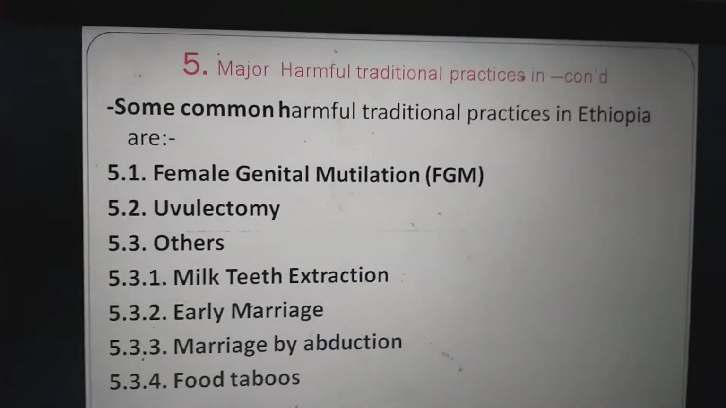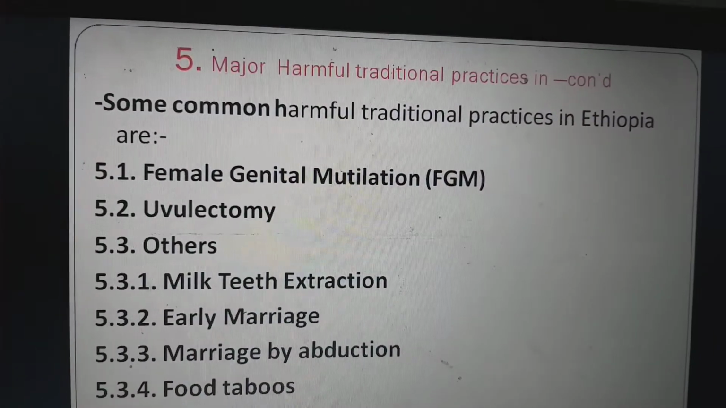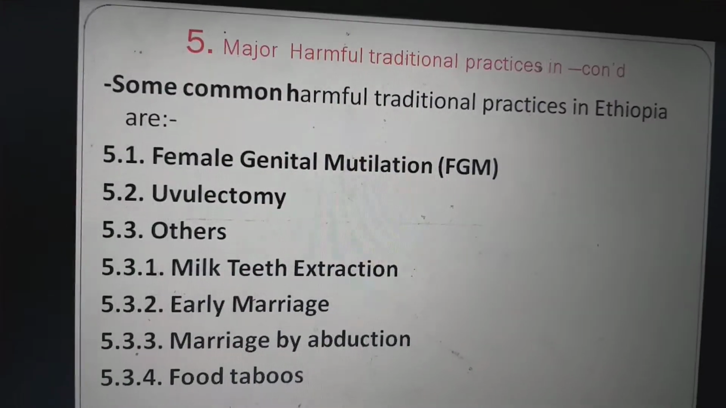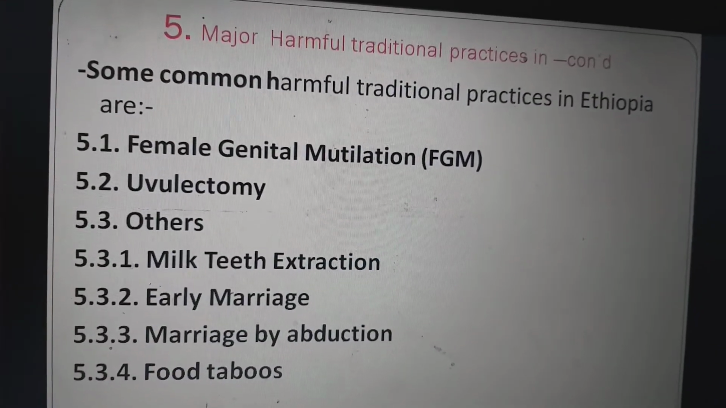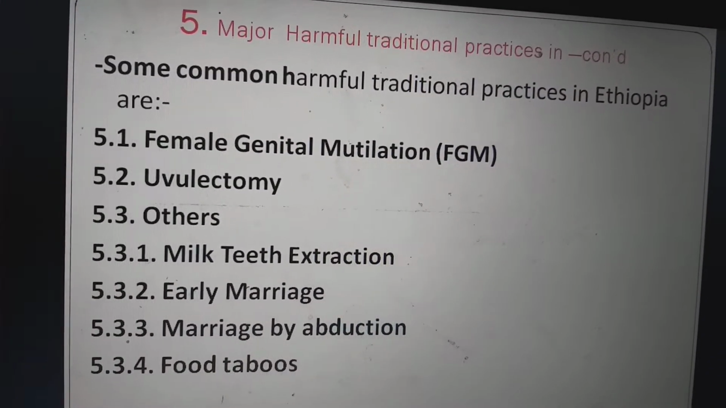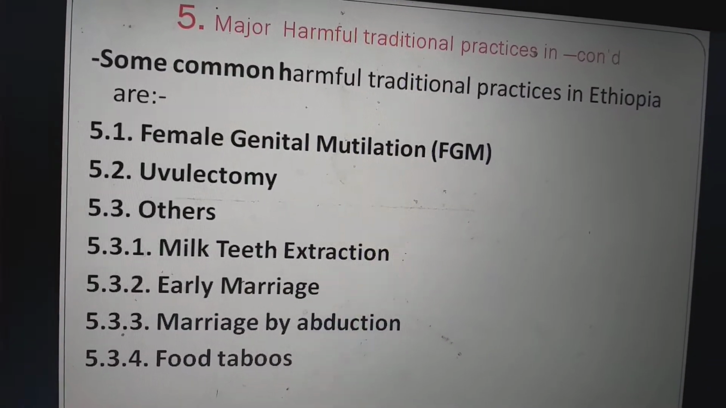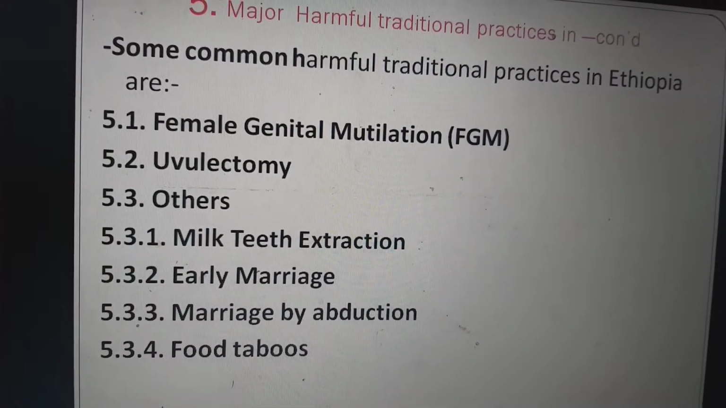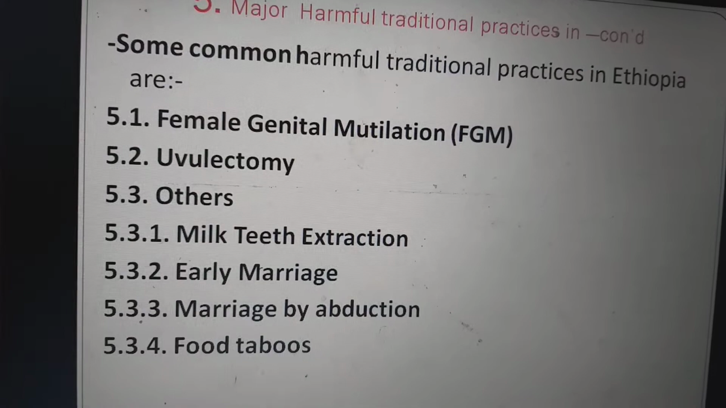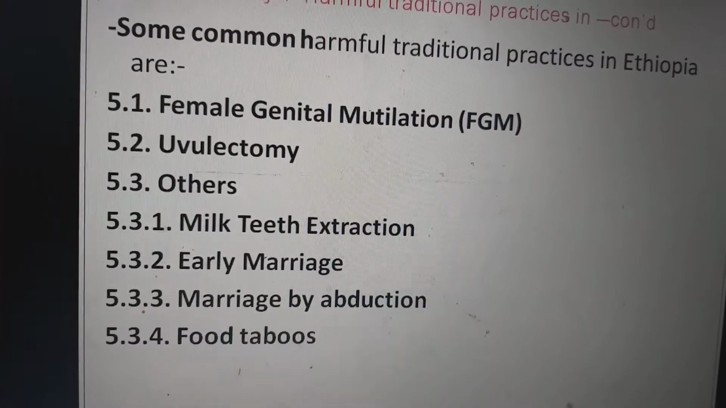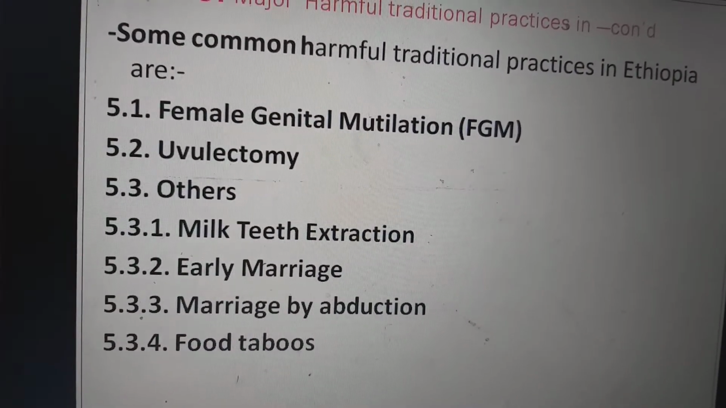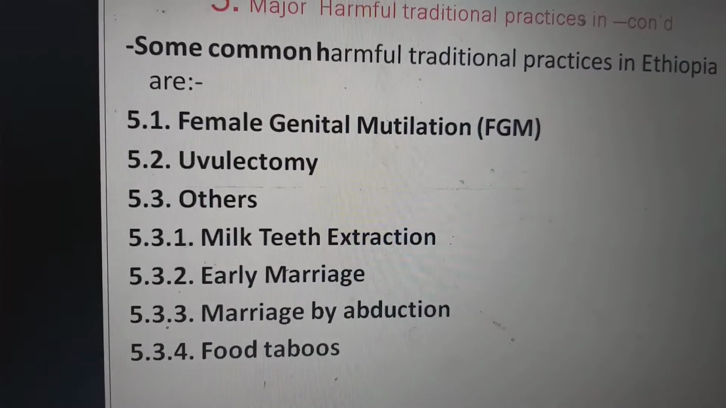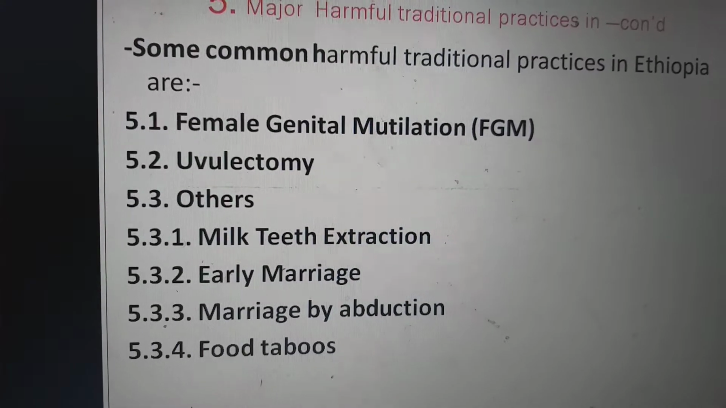Good. So some of the major harmful traditional practices, or those which are the most common in Ethiopia, are female genital mutilation and uvulectomy. The others, which are not as common, are milk teeth extraction, early marriage, marriage by abduction, and food taboos. These are mostly found in most African countries. It's not only in Ethiopia.